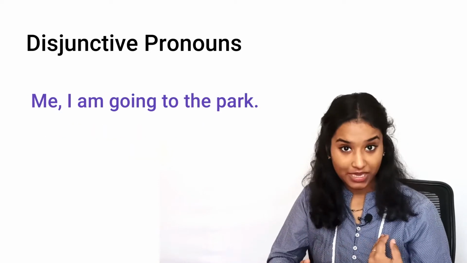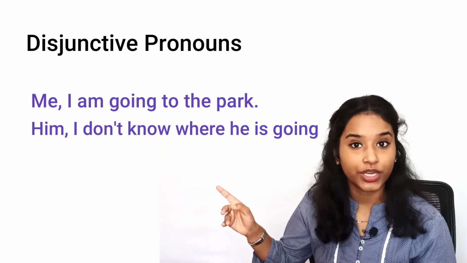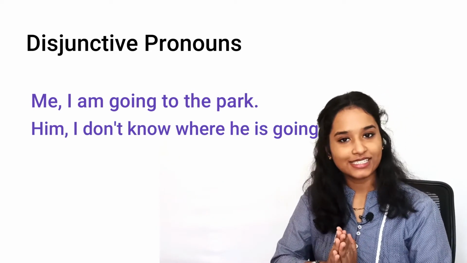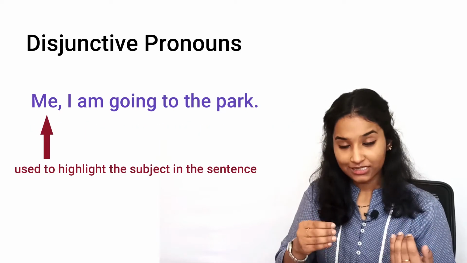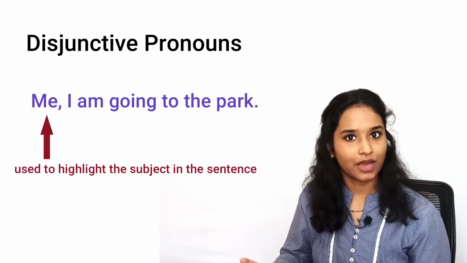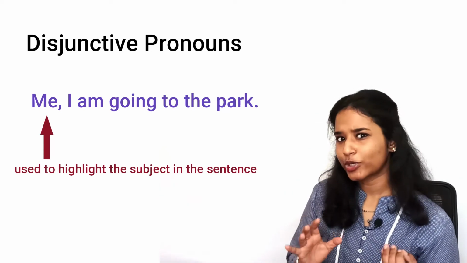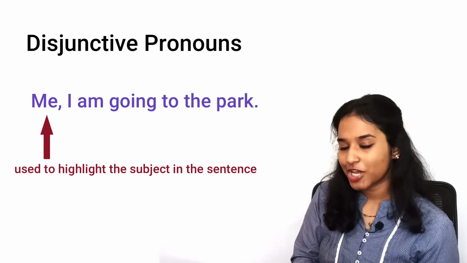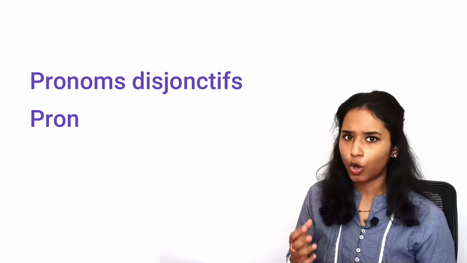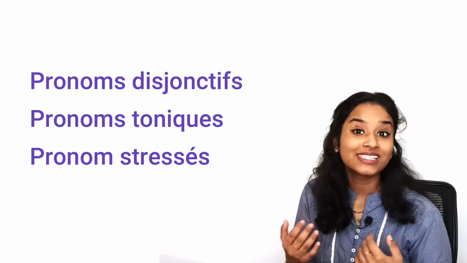For example, me, I'm going to the park. Him, I don't know where he is going. Now in this sentence, I am saying me, comma, I am going to the park. I could have just said I am going to the park, but I'm stressing that I'm talking about myself. So you understood what we are stressing on and why they're called stressed pronouns? Now we have the same things in French. These are called pronoms disjonctifs or pronoms toniques or pronoms stressés.